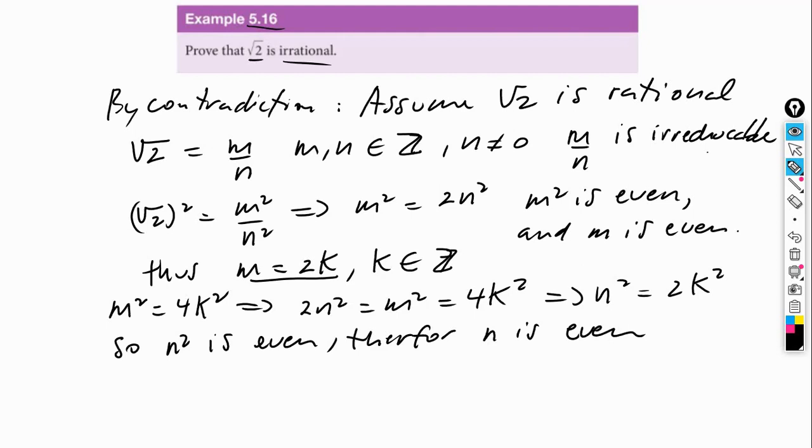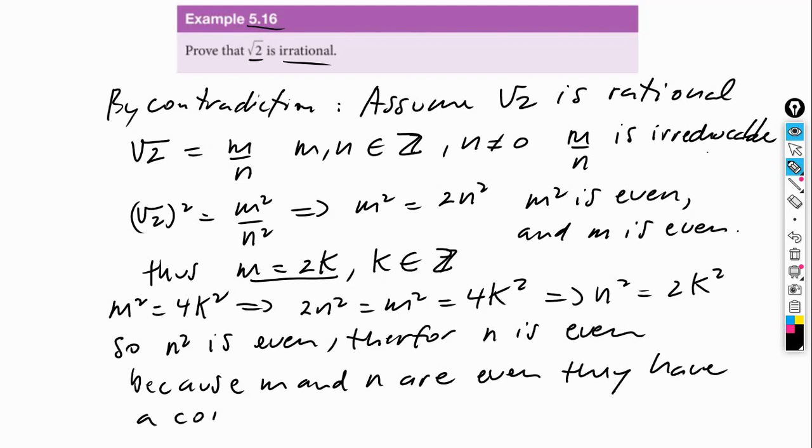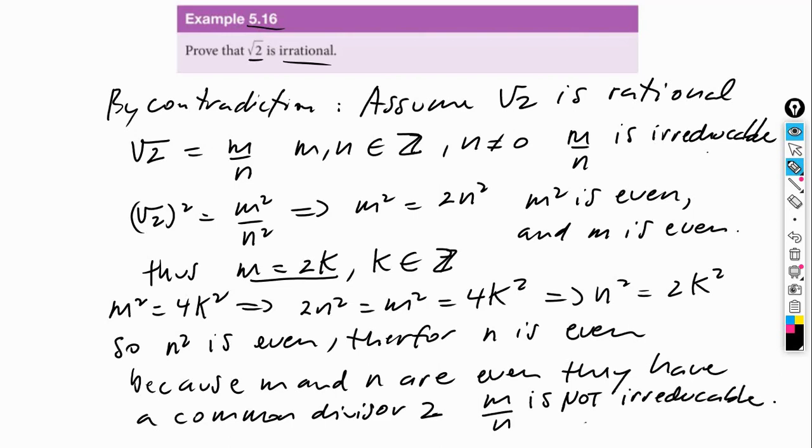So what this implies is that because m and n are even, they have a common divisor, which is 2. Therefore, m over n is not irreducible. And this is a contradiction.